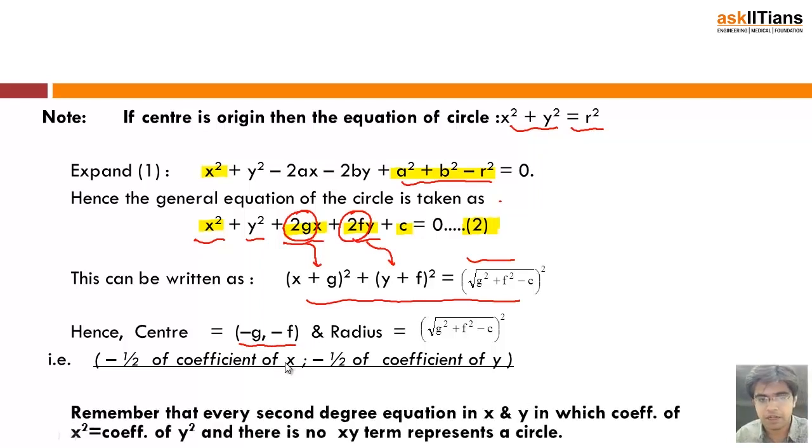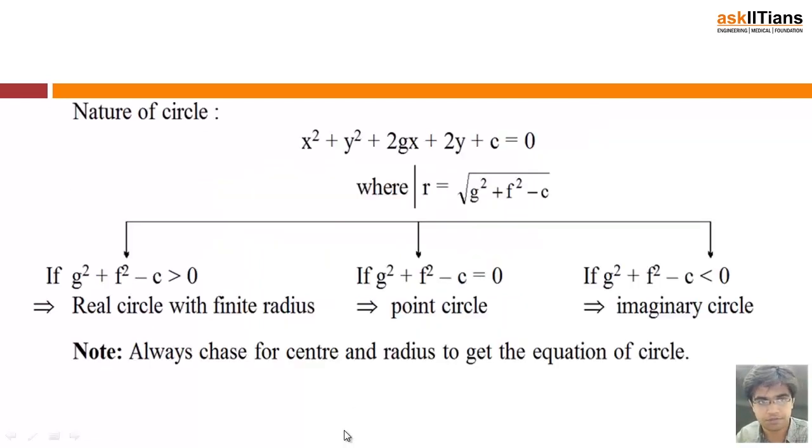So remember that for any second degree equation, if the coefficient of x square and the coefficient of y square are equal, and if there is no xy term, then that equation represents a circle. So this is just a trick to identify whether an equation represents a circle or not. Now we'll come to the nature of a circle.